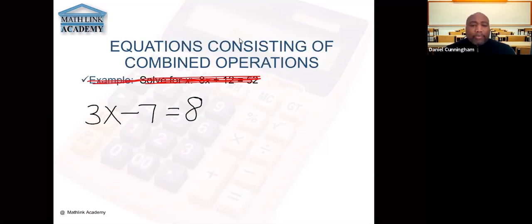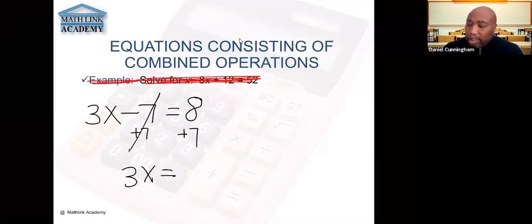We want to get x by itself, and that will give us the answer. The first thing we need to do is get rid of that 7. We have a 3 and a minus 7, so we have to get rid of the 7 first. How do you get rid of that? You just add 7 to both sides. This cancels, so we end up with 3x is equal to 15.